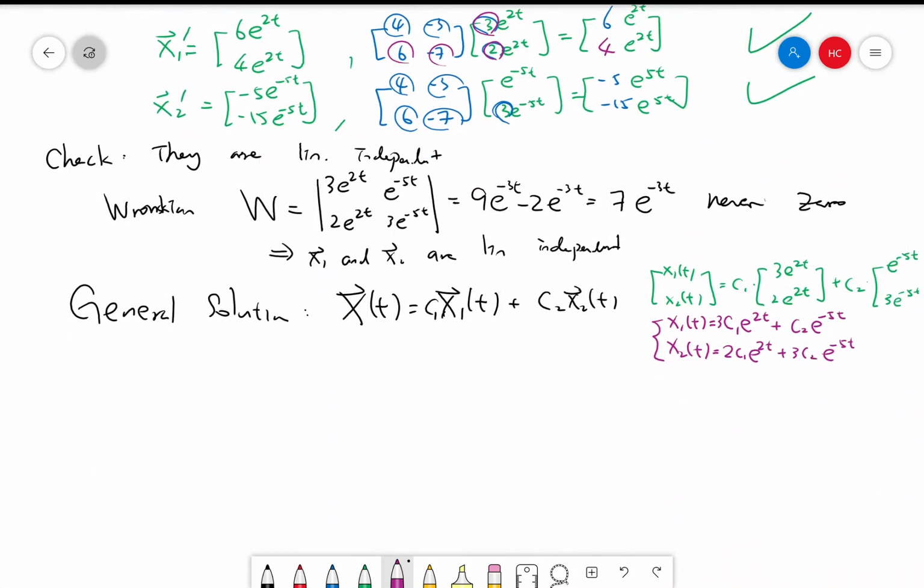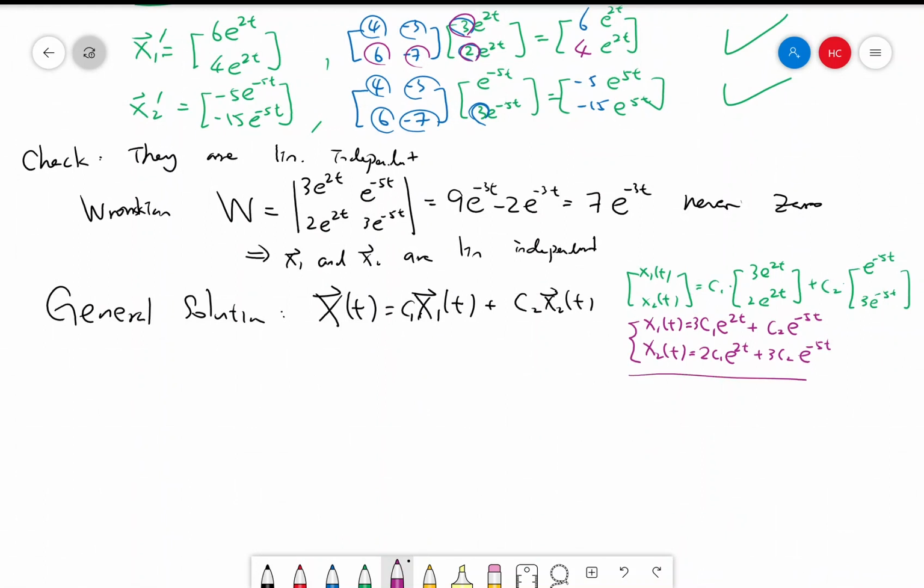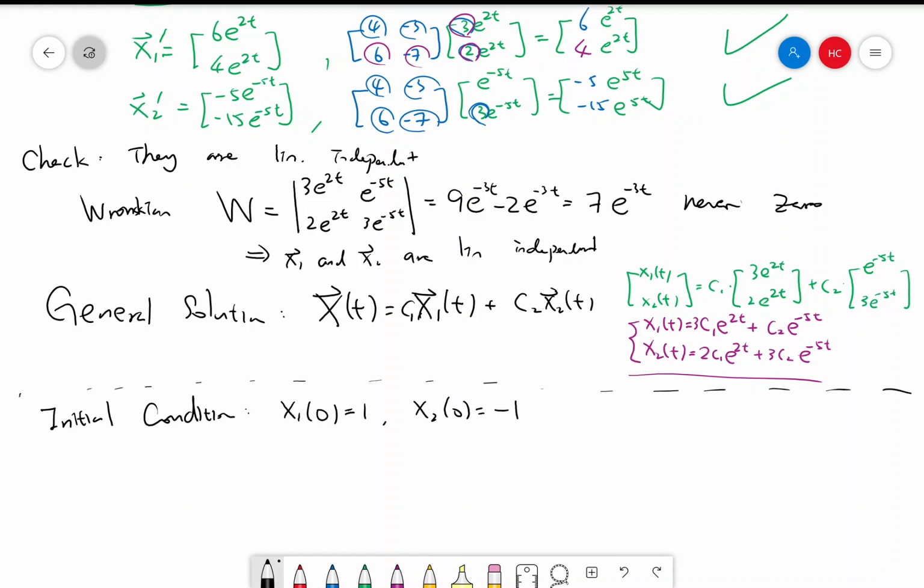Let's move down here a little bit. So this is the general solution. Now suppose we want to solve a particular solution given initial conditions. So let's suppose the initial conditions are x1 of 0 equals 1, and x2 of 0 equals negative 1. Why not? Then we get a system of two linear equations. So 1 equals 3c1 plus c2, and negative 1 equals 2c1 plus 3c2.